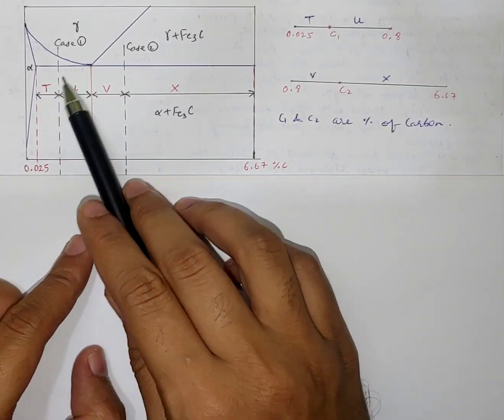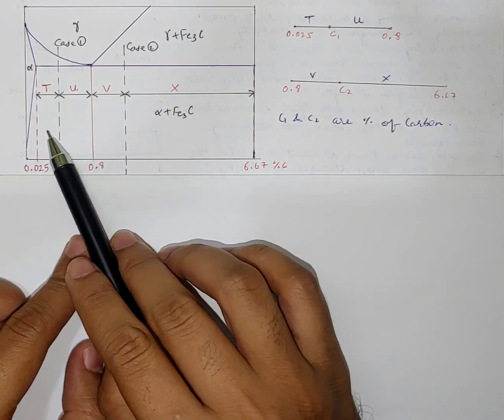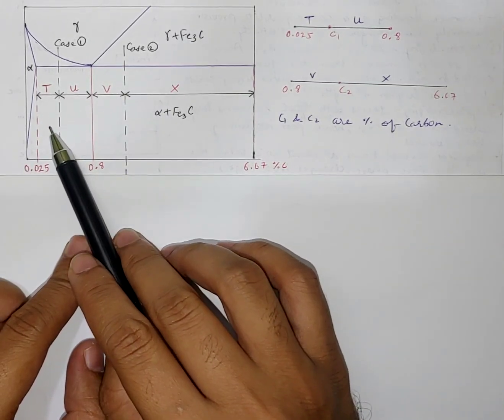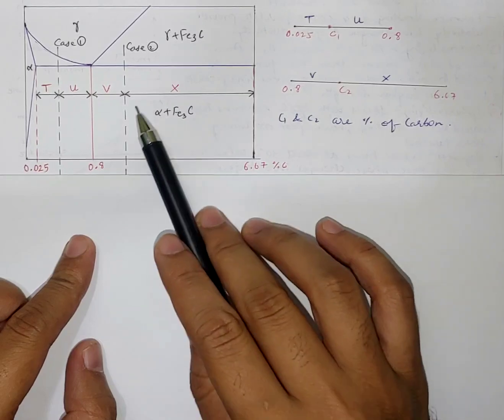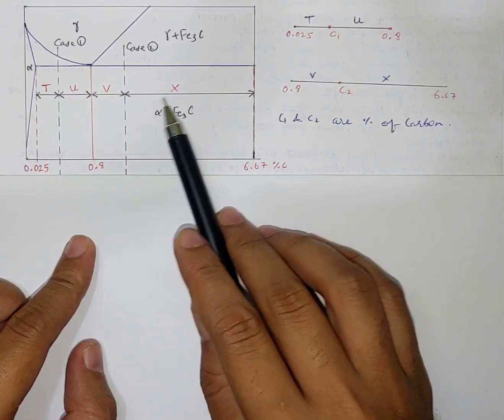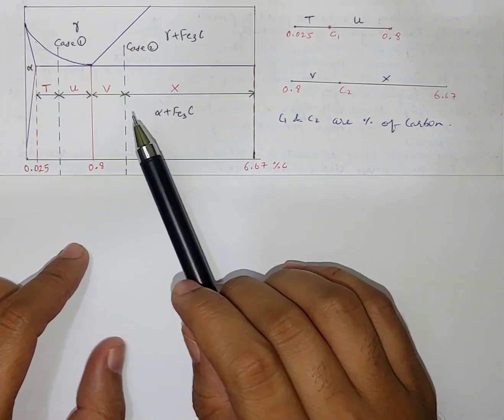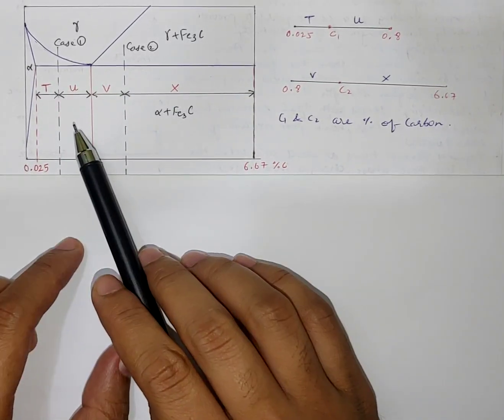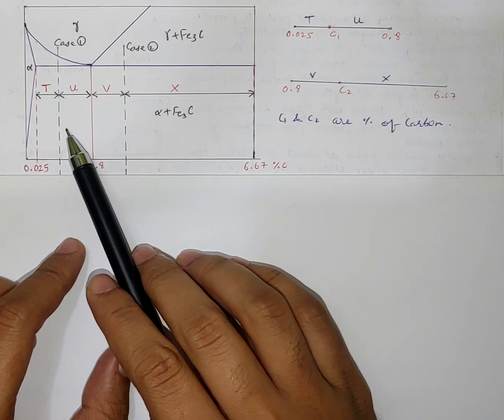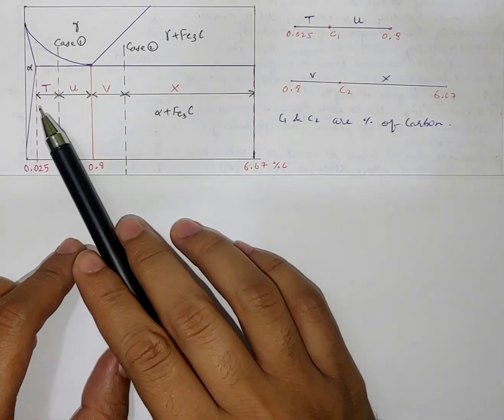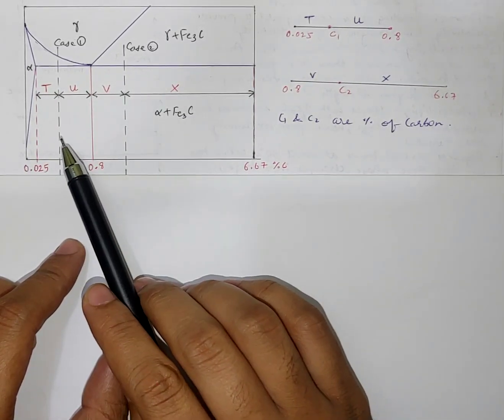So proeutectoid alpha ferrite will be on the boundary region and in the green there will be pearlite formation. Here the proeutectoid cementite will be in the boundary region and in the green there will be pearlite. So we will find the percentage composition of these components with the help of the lever rule.